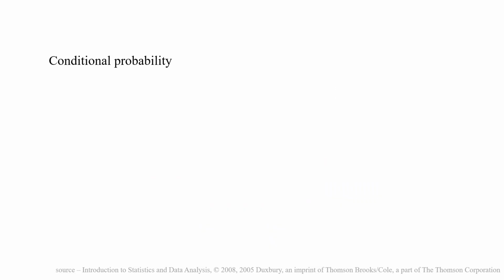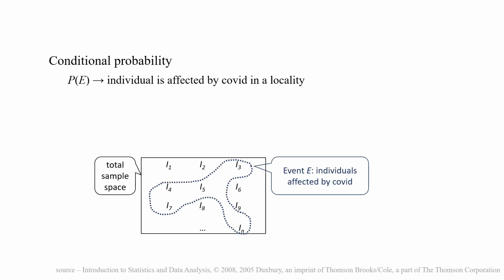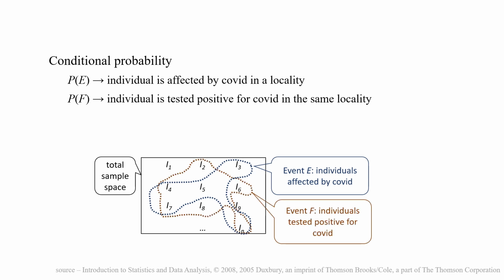Conditional probability is best understood by means of an example. Let P(E) be the probability of an event E that an individual is affected by COVID in a locality. Let the outcomes, individuals in this case, that constitute event E be illustrated using the blue dotted line as shown below. Let P(F) be the probability of an event F that an individual is tested positive for COVID in the same locality. Let the outcomes, individuals in this case, that constitute event F be illustrated using the brown dotted line as shown below.